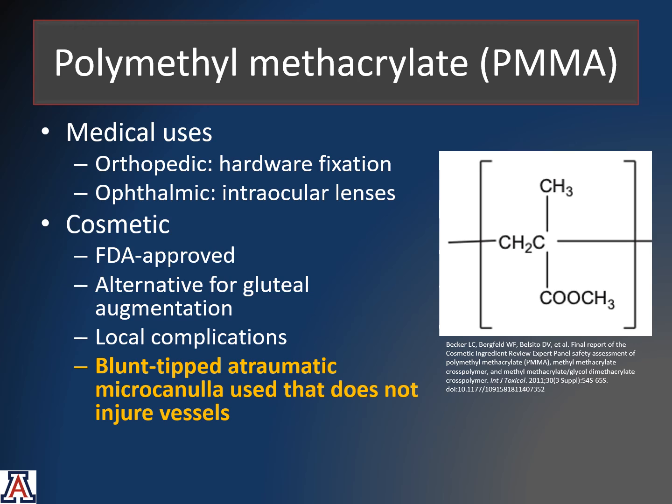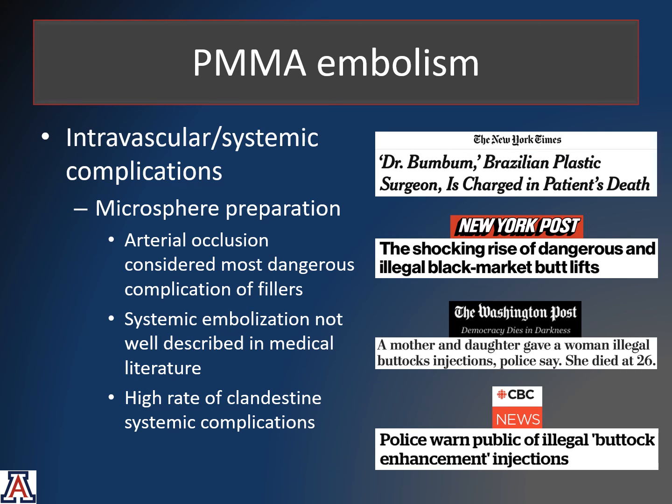Local complications are the most common, including hematoma, seroma, granuloma, scarring, and infection. A blunt-tipped atraumatic microcannula is used so that you do not injure vessels, because in the chance that you do injure a vessel, you can induce intravascular and systemic complications.